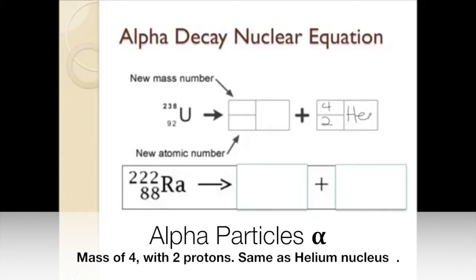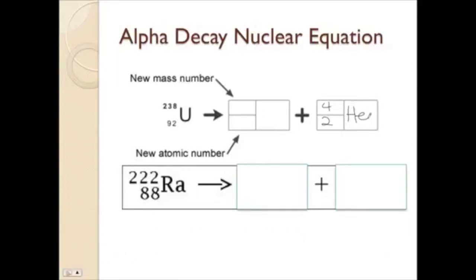So now we get into the actual balancing part. Law of conservation of mass says what? We have to have the same amount of matter on both sides. So if we started with that much matter, we have to end with that much matter. We started off with a mass of 238, and we've accounted for a mass of 4. So that means I should have 238 minus 4, which is 234, because the total mass has to be the same on both sides.